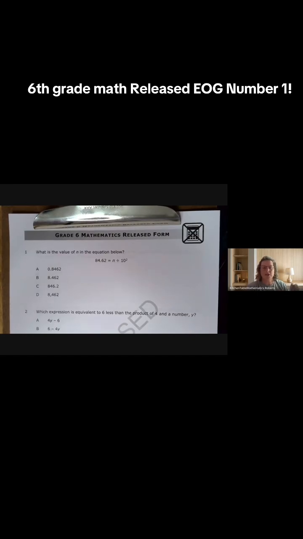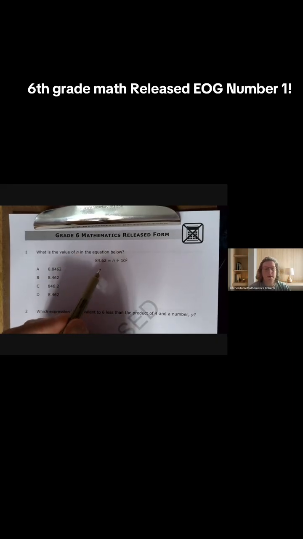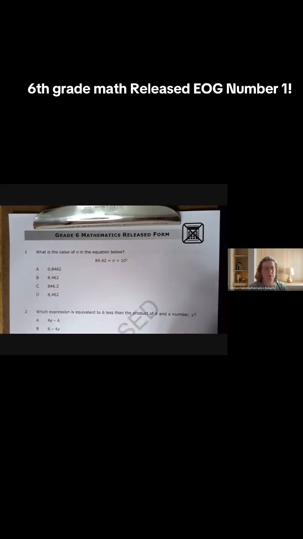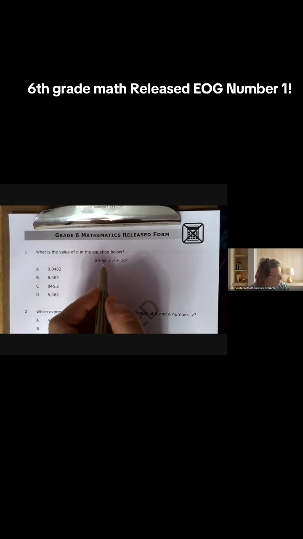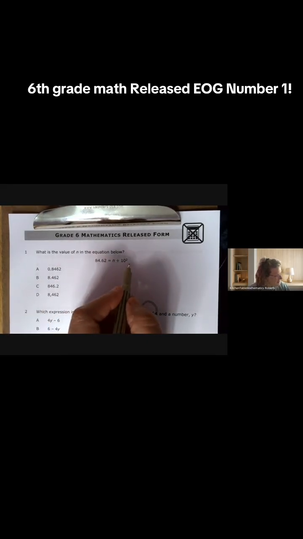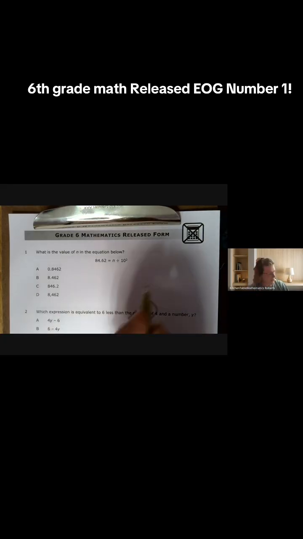All right, so right here we have: what is the value of n in the equation below? I'm sorry about my hand shadow, but I don't know how else to fix that. So we have 84 and 62/100 equals n divided by 10 to the second power. This one is going for two different things. One is testing to make sure the student knows how to do exponents. It's also checking order of operations, multiplying decimals, all the things, okay?